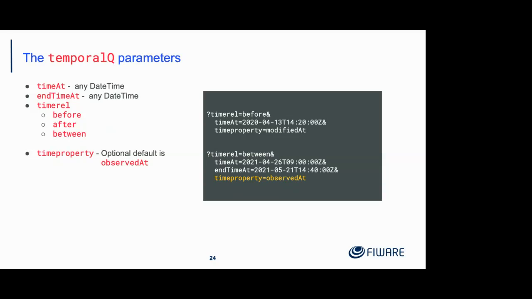Temporal parameters, an even shorter list than geofencing. We mentioned it last time, but you've got time before, time at, end time at, and either before, after, or between. Default is obviously going to be observed at, but you now need to look at the system yourself.